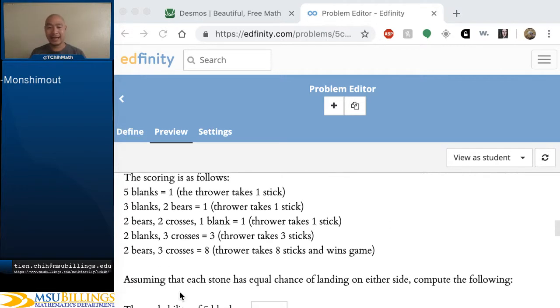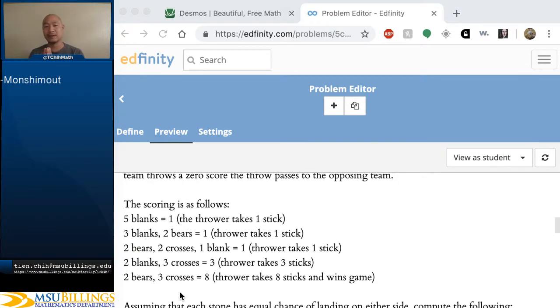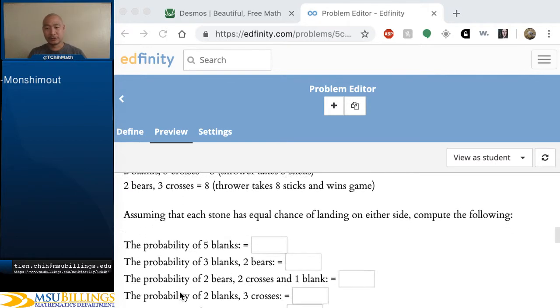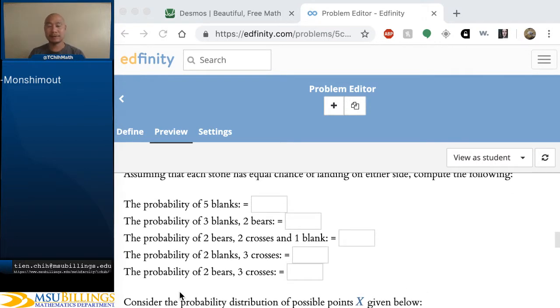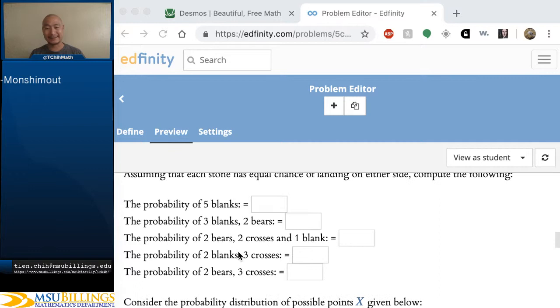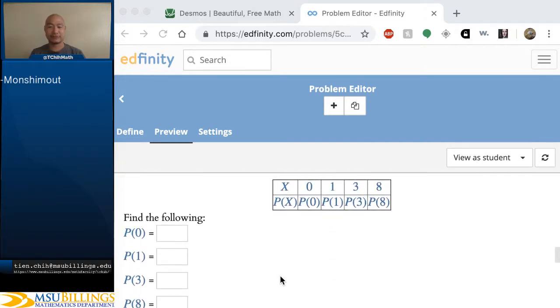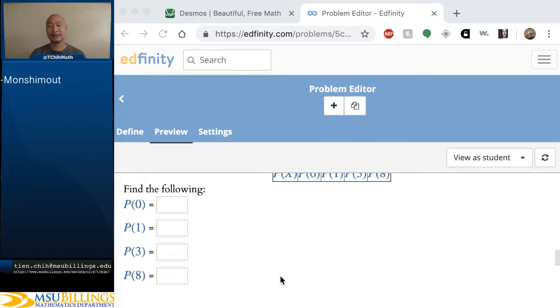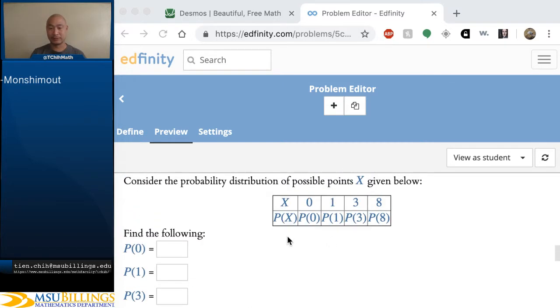All right, so the problem is split up in such a way that we want to... These are all the different ways to score points. We want to find the probability of achieving any of these particular outcomes, and then, of course, the probability of scoring certain numbers of points.